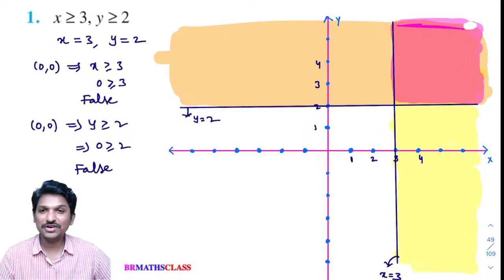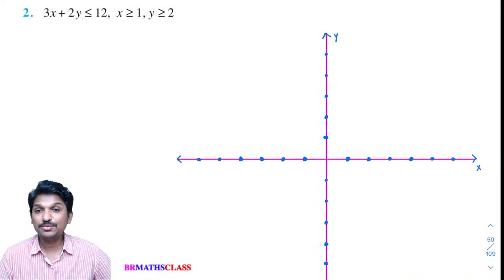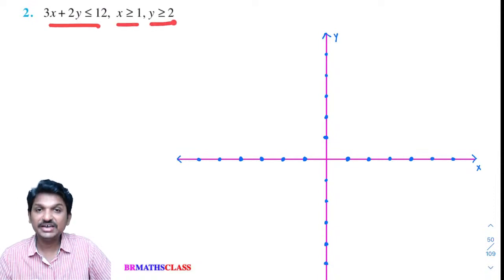So the first problem of exercise number 6.3 is over. Now see the second problem. In the second problem, how many inequalities are there in total? 1, 2, 3. Okay, no problem. I'll find the solution for each and every inequality. Later, I'll identify the common zone formed by these three inequalities.